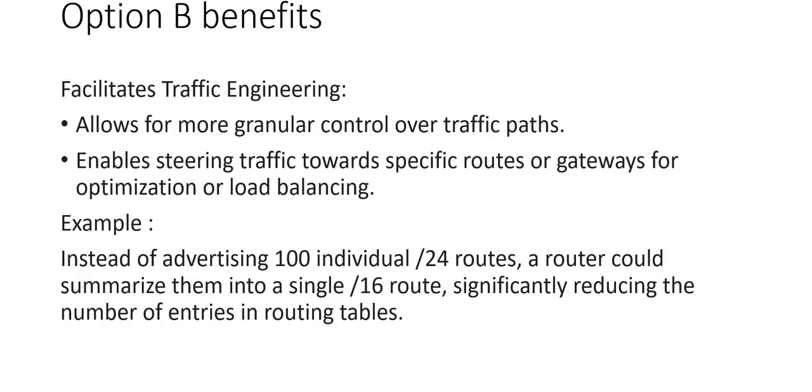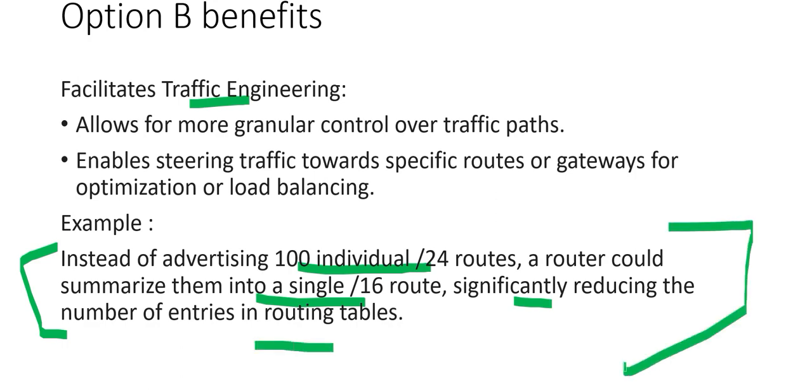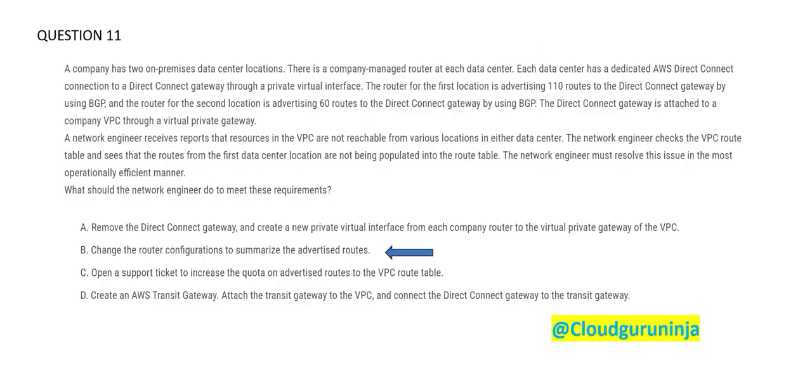That's why it is very useful. The other thing is it facilitates traffic engineering. An example of this is, instead of advertising 100 individual /24 routes, a router could summarize them into a single /16 route, significantly reducing the number of entries. So this is an example which makes it very clear how it works. Our answer is option B, change the router configurations to summarize the advertised routes. That will help you solve this issue where the VPCs are not reachable.